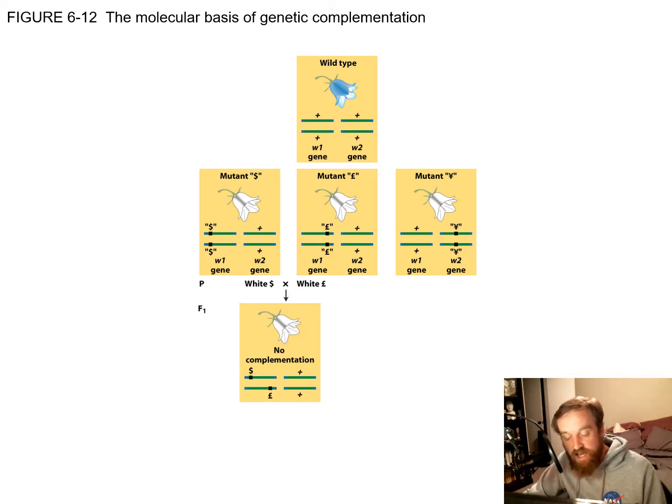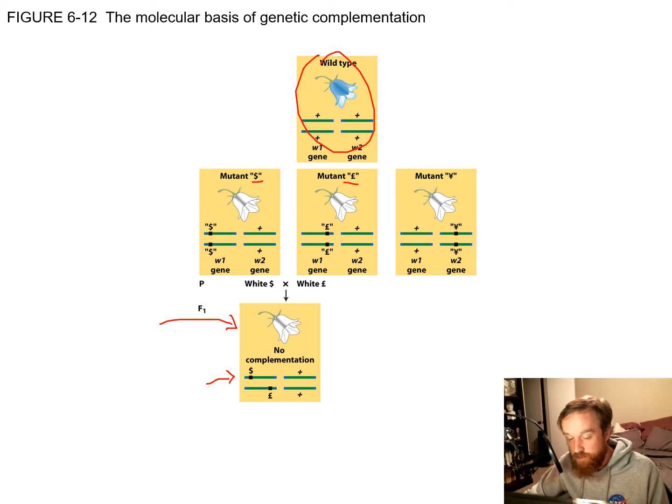So in this case, in the F1 generation, if we cross $ to £, we still have a white flower. Because the two parents were homozygous for those mutations in gene W1, the offspring, even though the mutations are in two different spots, still has two mutated copies of gene W1, and thus there's no complementation. We don't rescue the original wild type phenotype, and we still have mutated offspring.